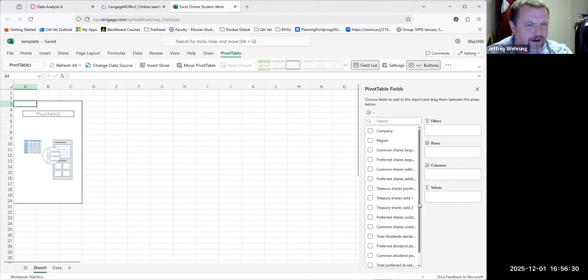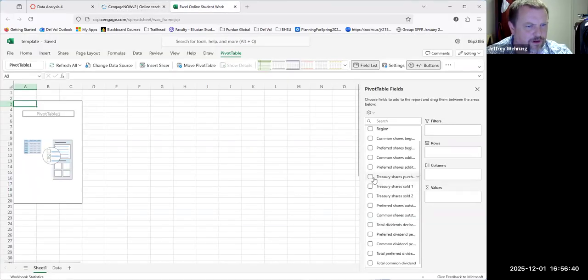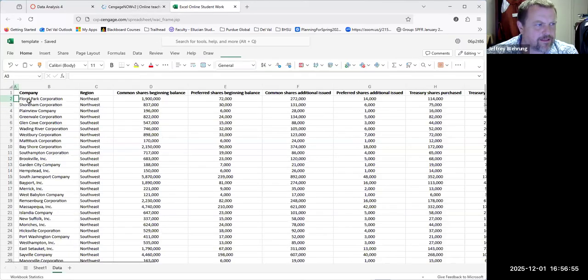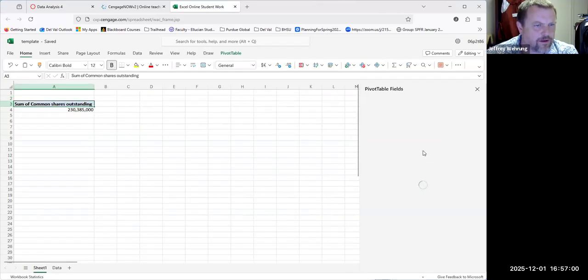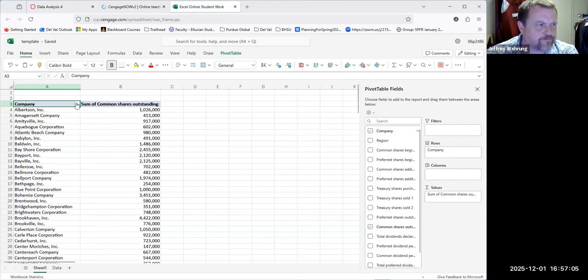So my output is going to be total number of Treasury common shares. Okay, and I am going to sort by, I need to look at my things here by company. I'm sorting by company.